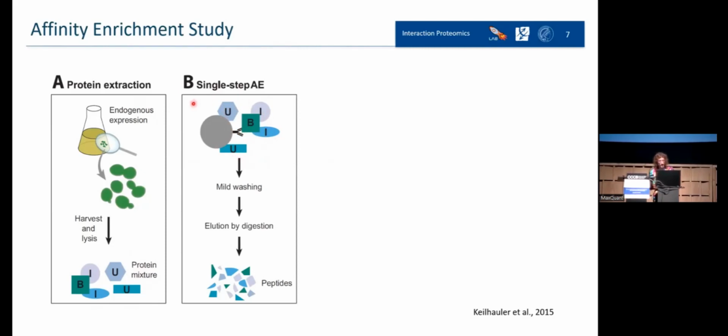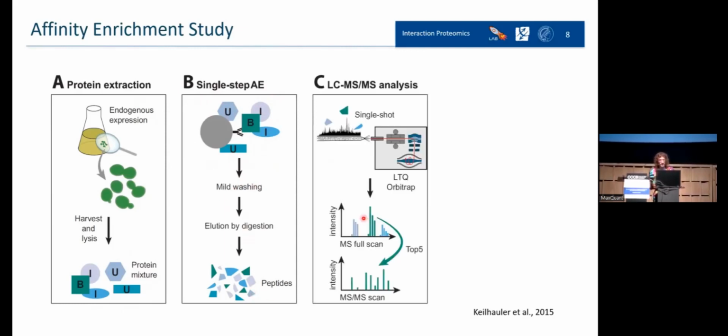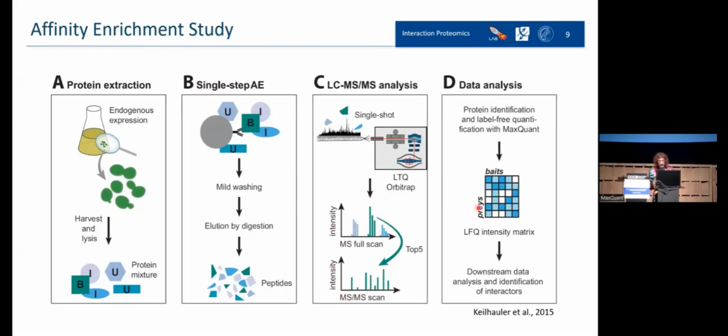So they washed everything, took everything that was in this complex, digested it, then got the peptides, and proceeded with the mass spectrometry analysis. Then here you can see MSMS scans. And lastly, what they get is a matrix, where we have baits here and prey here.